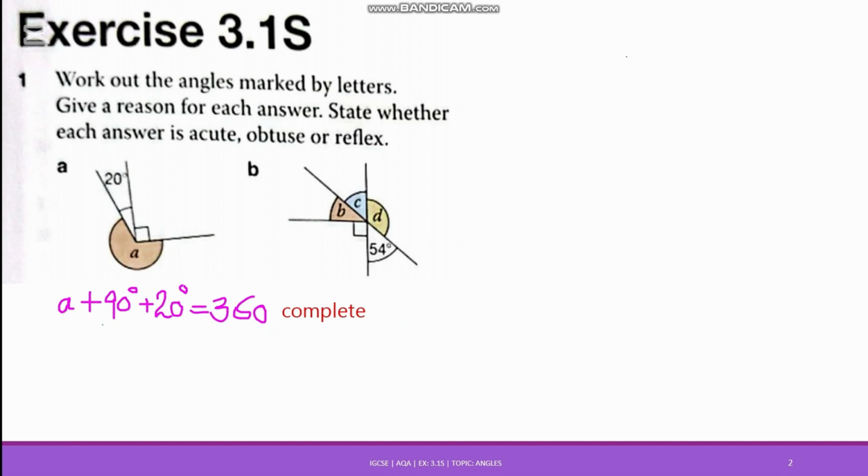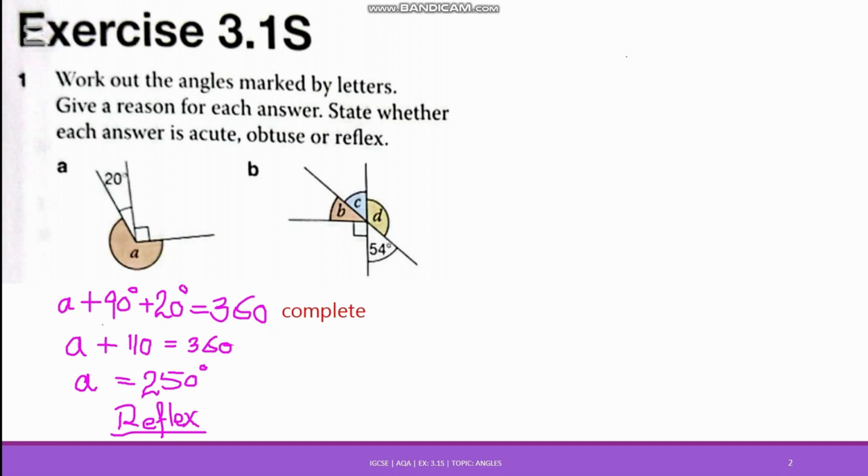To figure out the size of angle A, we will solve this simple linear equation. That is A plus 110 equals 360 degrees. Now if we subtract 110 from both sides, we will get the value of A. So the final answer will be 250 degrees. Now the size of A is more than 180 degrees, so this is a reflex angle, because we also have to mention the type of the angle.